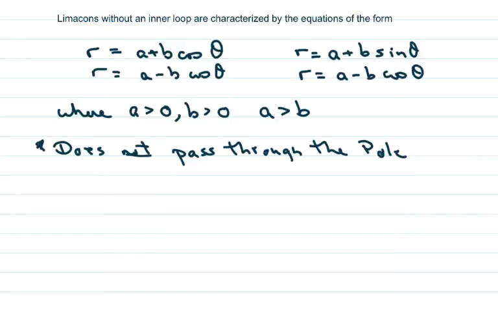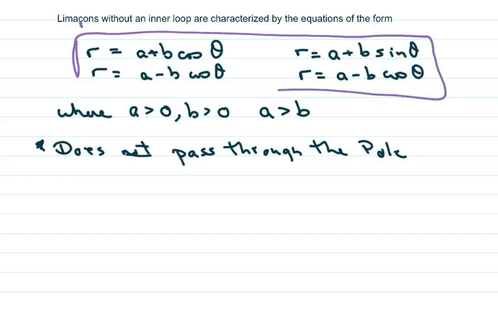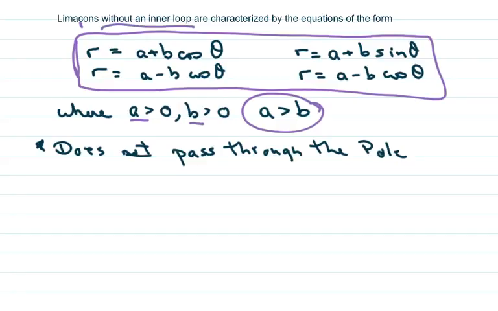And so the basic information about Limaçons is this. These are your formats, because you're going to have to be able to look at it and determine which one it is, like you do with conics. So we know that A has to be positive, B has to be positive, and A is greater than B, or A is bigger than B like ours was. These Limaçons without the inner loop do not pass through the pole.